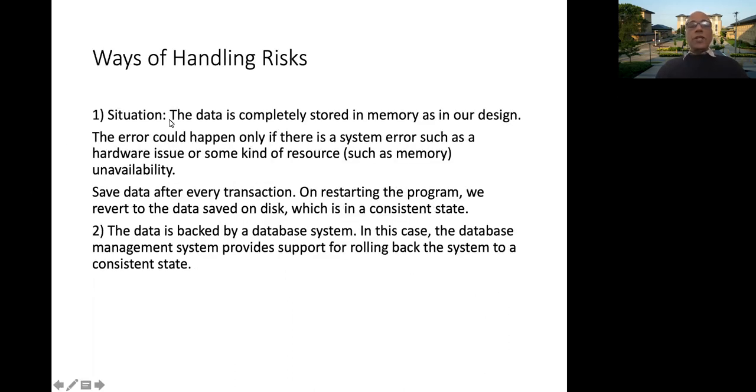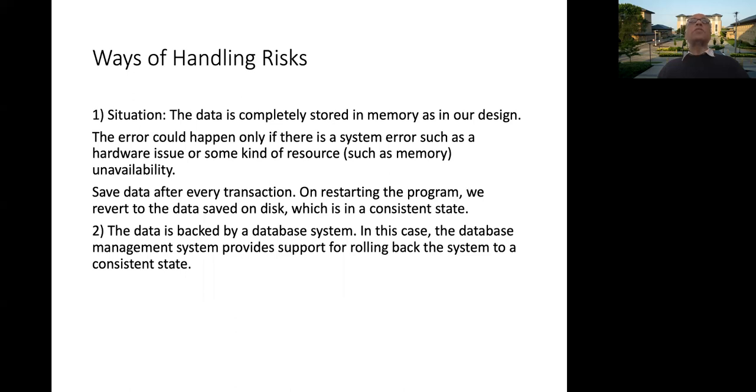So let's look at inconsistencies because of errors. Let's assume that the programs are bug free, because if the programs have bugs, then all bets are off. The data could become inconsistent. So let's assume that all programs have been tested properly. There are no bugs in the program. It's a huge assumption, but we have to start from somewhere reasonable. So let's assume that we have a main memory system, that is, all the data is stored in the memory.